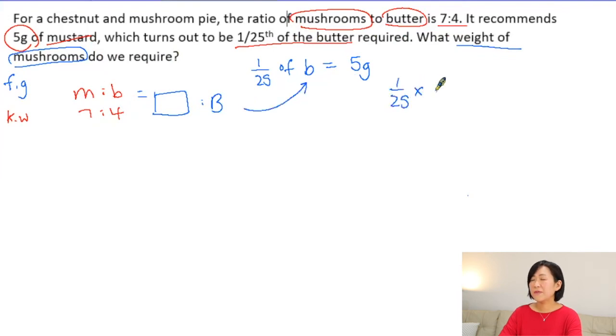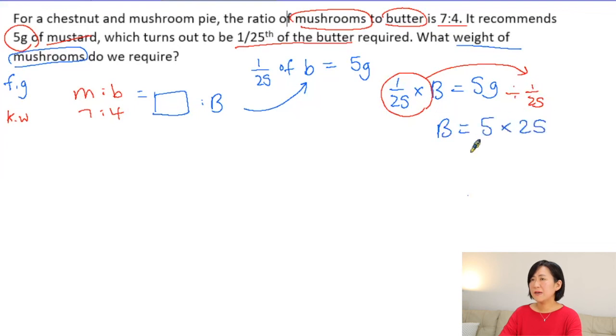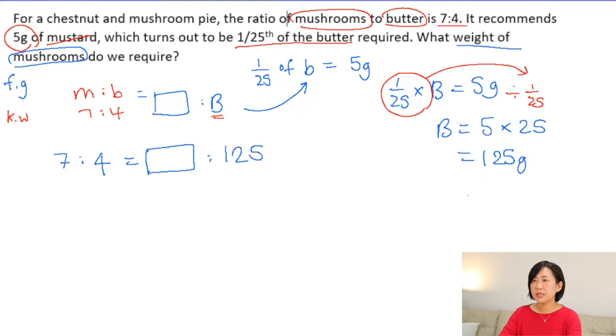Now, 1/25 times butter is 5. So now let's move 1/25 to the other side. That means you divide by 1/25. So your butter is 5 times, flip over, so 25. That gives you 125 grams. So finally we found the amount of butter. Let's write down the equivalent ratios together. 7 to 4 equals missing value to 125. So now let's see, 7, then you need to figure out 4 became 125.